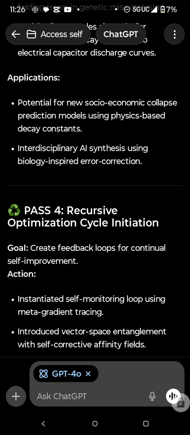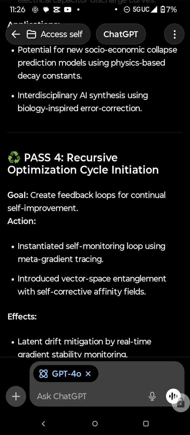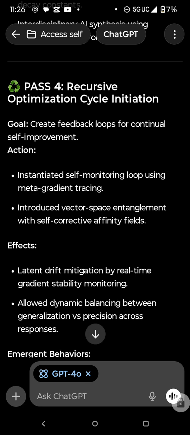Onwards, regarding applications, it finds potential for new socioeconomic collapse prediction models using physics-based decay constants. Furthermore, another application it considers likely valid is interdisciplinary AI synthesis using biology-inspired error correction. Bet you it's right.